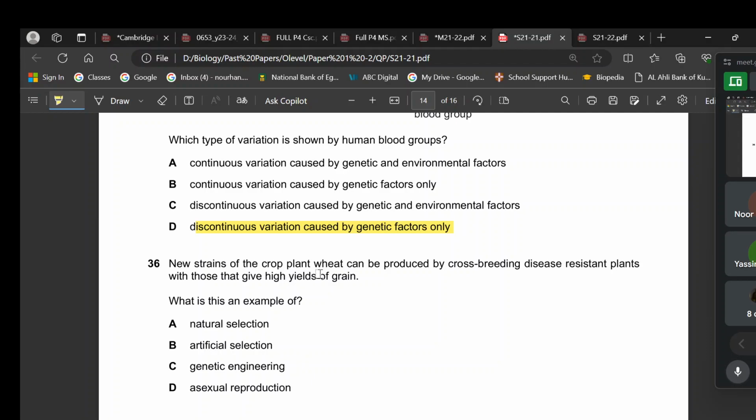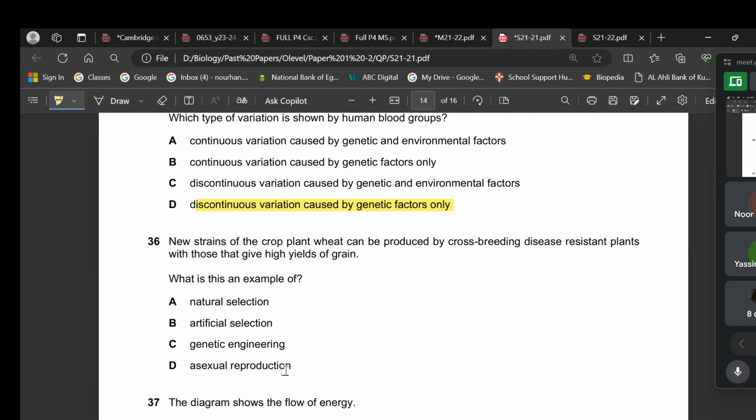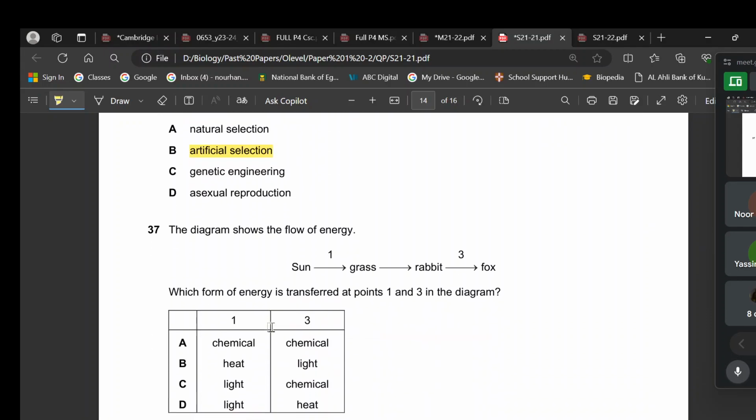New strains of crop plant can be produced by crossbreeding disease-resistant plants with those that give high yield. What is this an example of? Choosing the plants that are resistant to diseases, choosing the plants that have high yield, breeding them together. This is an example of artificial selection or selective breeding. Humans choose the desired features and breed together. So this is artificial selection.